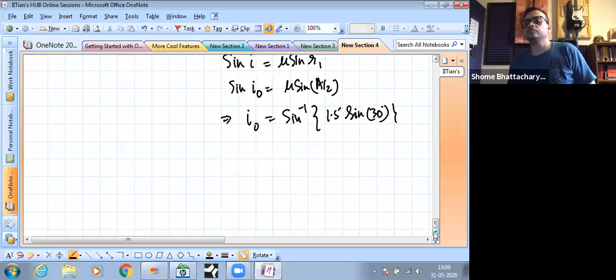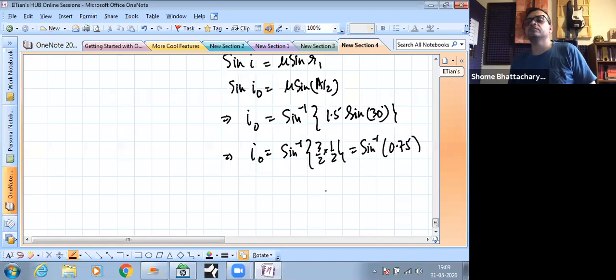So sine inverse of 3 by 2 into half, or sine inverse 0.75. Okay. So if I use the scientific calculator or a log table, whatever, to find this out, sine inverse of 0.75 will come out to be about 48.6 degrees. So this is the angle at which we'll get the minimum deviation condition.